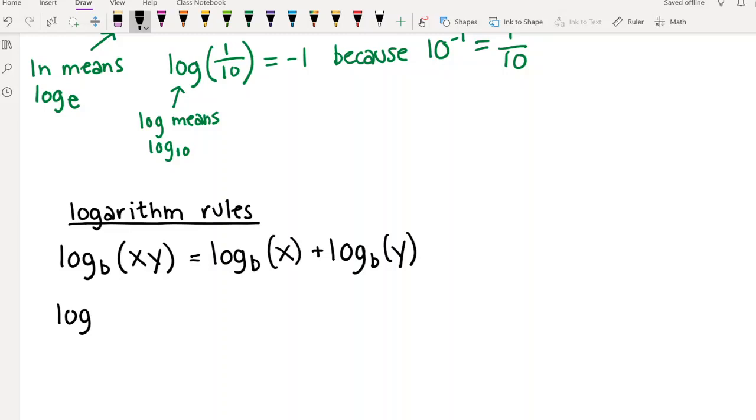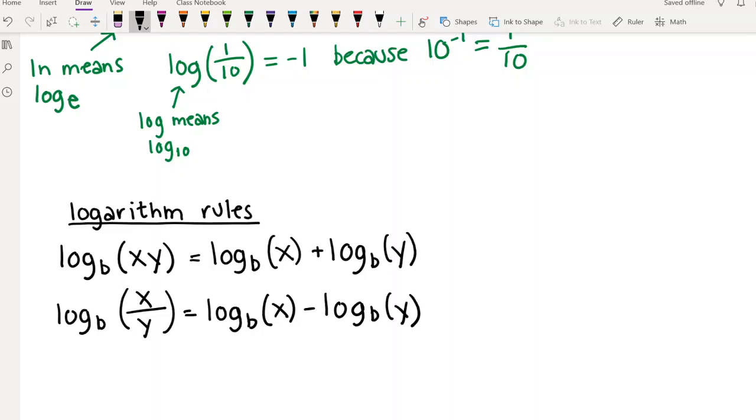Similarly, if you're taking a logarithm of two things being divided, then it's log base b of x minus log base b of y. And again, that's related to the rule that says that if you're dividing two things that have the same base, you can subtract their exponents.